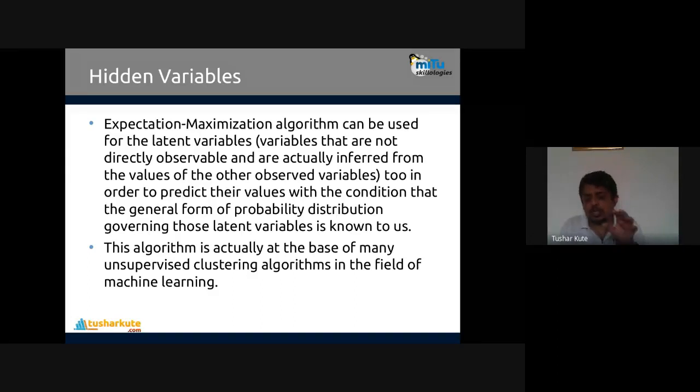That we can do. This algorithm is actually the base of many unsupervised learning algorithms, also clustering algorithms in the field of machine learning. It's used there to predict something which is hidden, which is not directly observable. It's called the hidden variable concept, and the algorithm called expectation maximization, the EM algorithm, is used to identify the values of hidden variables.